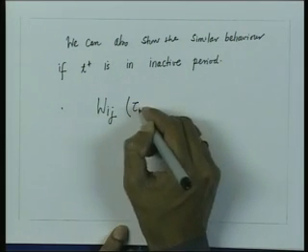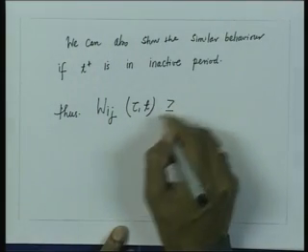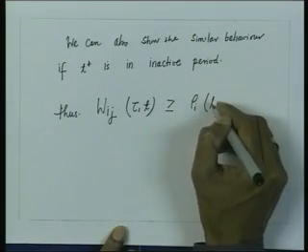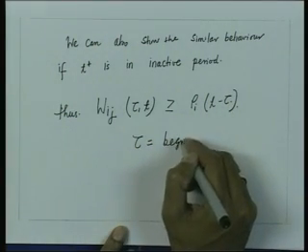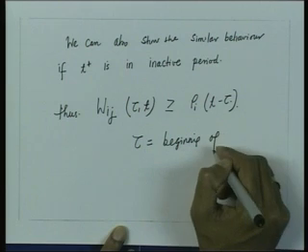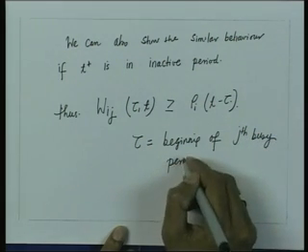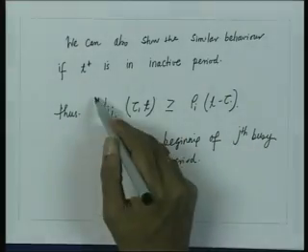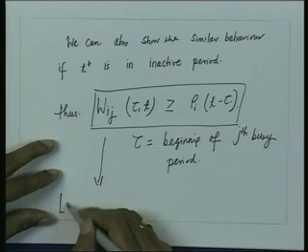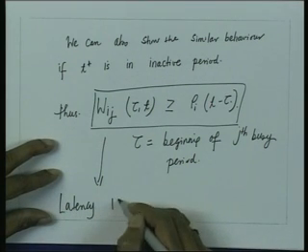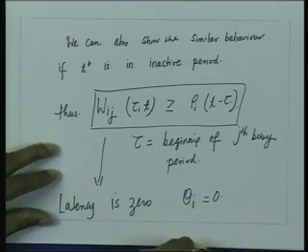Thus we have proved that Wi of tau to t is greater than or equal to rho i into t minus tau, where tau is the beginning of some jth busy period and t lies within this busy period. If this is so, then we also prove that the latency is 0. Essentially, theta i is 0.